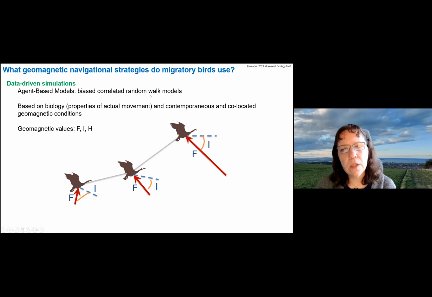And in particular, these step lengths and so on are usually chosen from properties of actual movement. So you take real trajectories, you calculate the distribution of turning angles and step lengths, and this is where you draw them to then generate this new simulated set of locations, so a simulated trajectory. So what we did was we biased these correlated random walks with contemporaneous and co-located geomagnetic data, which we got with our tool. And we looked at intensity, inclination, and horizontal component, because these are the values that are hypothesized for the birds to be able to sense. And so we then simulated this in many ways.